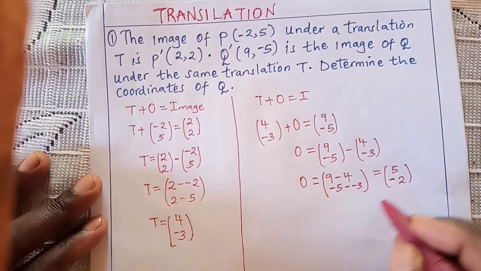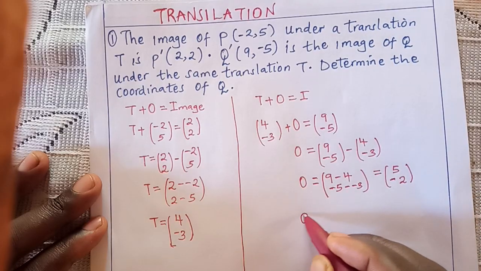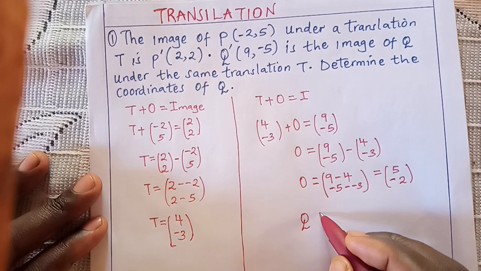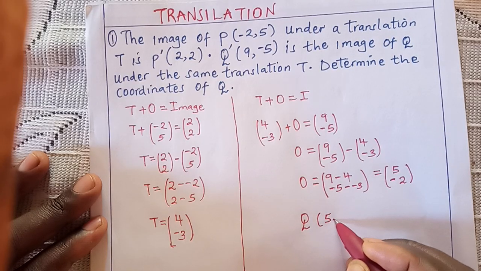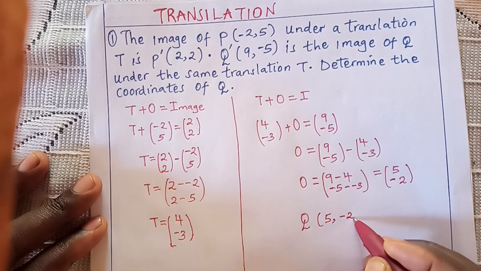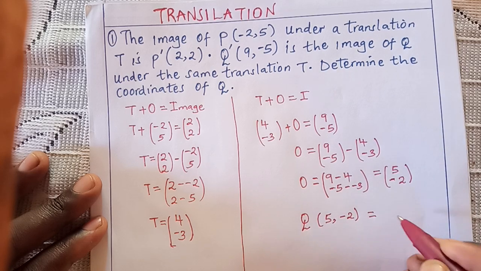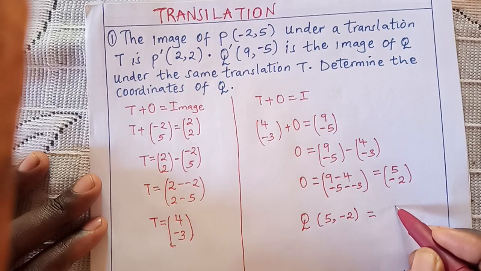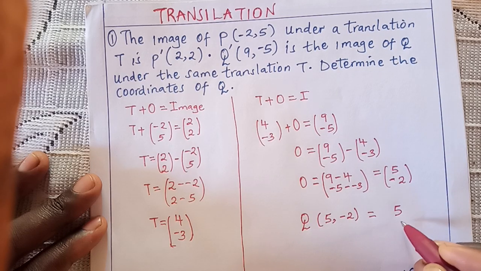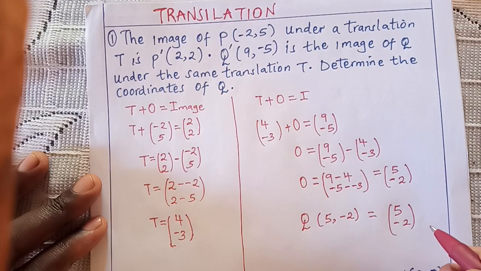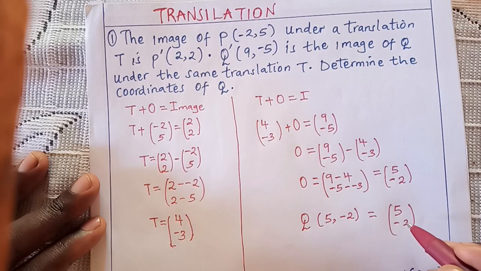So the object coordinate for Q is in fact 5 comma negative 2, or you can write this as a column vector and say it is 5 negative 2. So this is how we work out the object coordinate.